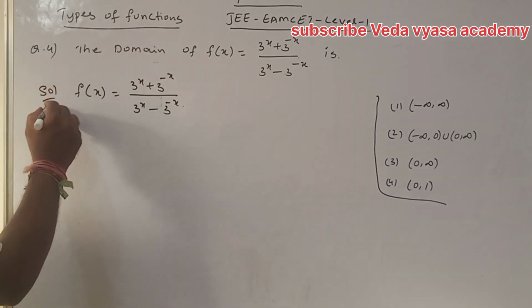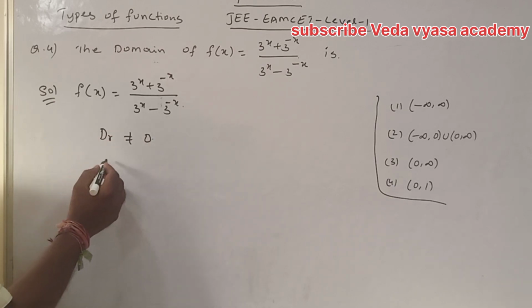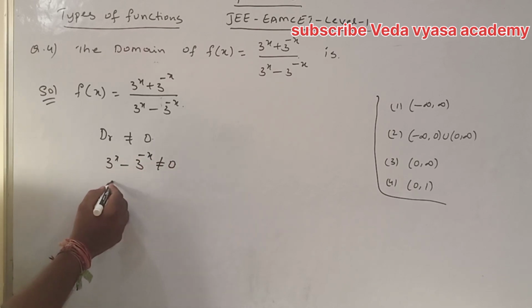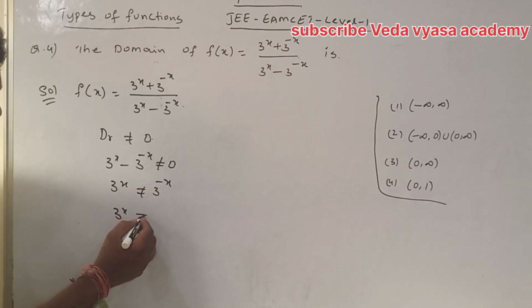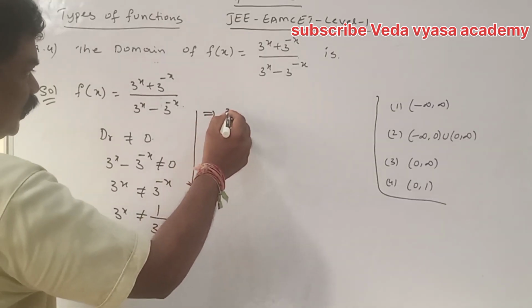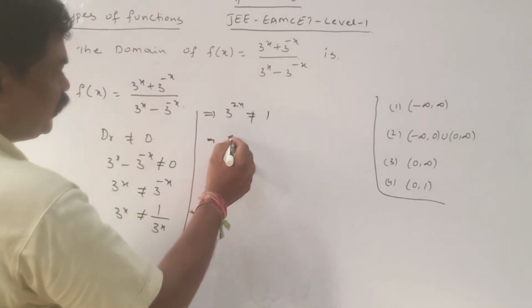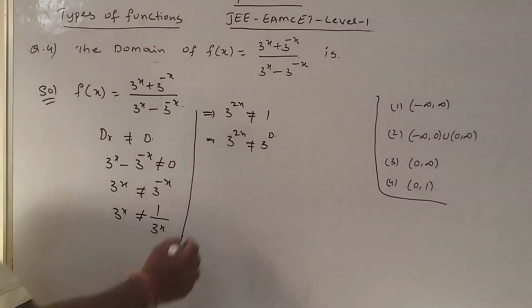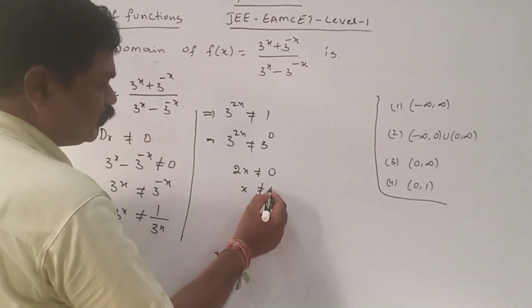So here denominator not equal to 0. That is 3 power x minus 3 power minus x not equal to 0. 3 power x not equal to 3 power minus x, 3 power x not equal to 1 by 3 power x. This implies 3 power 2x not equal to 1. 1 can be written as 3 power 0. So 2x not equal to 0, so x not equal to 0.